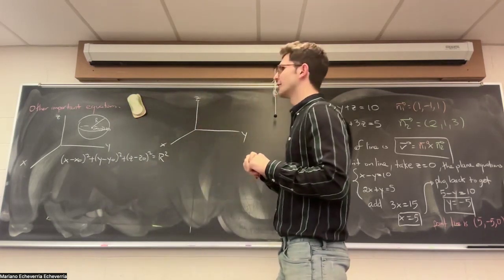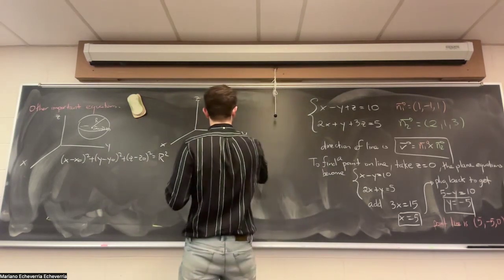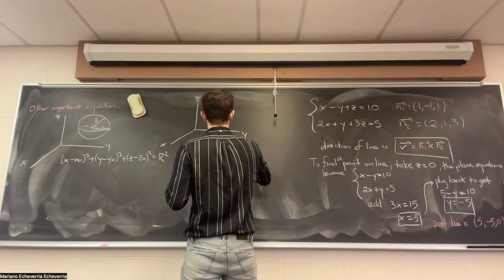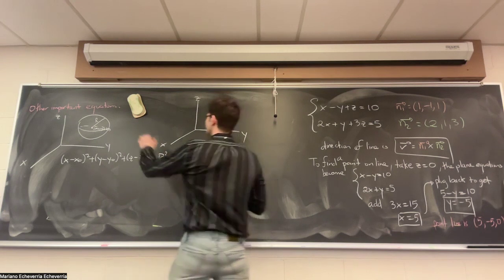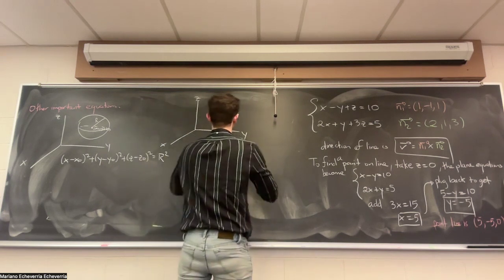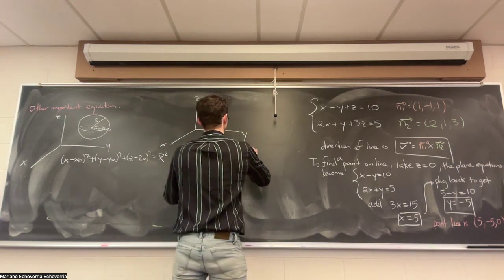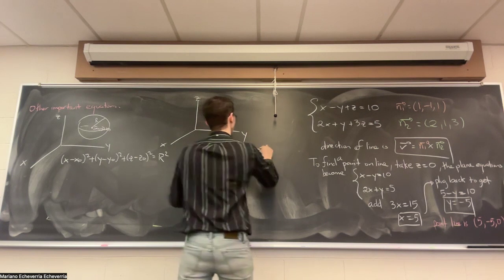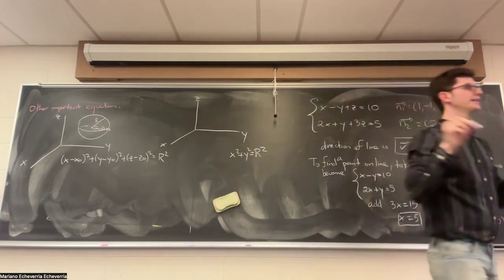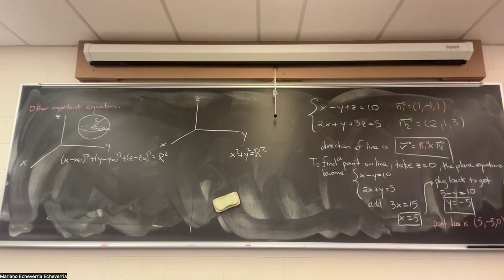Okay, let me give you another one to see if you recognize this one. I'll start with this, the only version I will use. What if I put something like x squared plus y squared equals r squared? What is that? Yeah, it is a cylinder, it's okay.